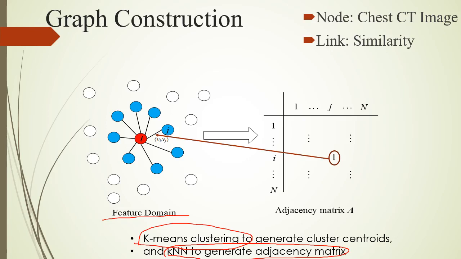And if node I belongs to the KNN of node J, or node J belongs to the KNN of node I, we give the value of 1 to the corresponding ith row and jth column. Otherwise, if I does not locate in the k nearest neighbors of node J and vice versa, then we give a 0 on that ith row and jth column.